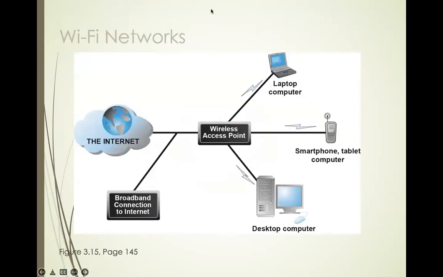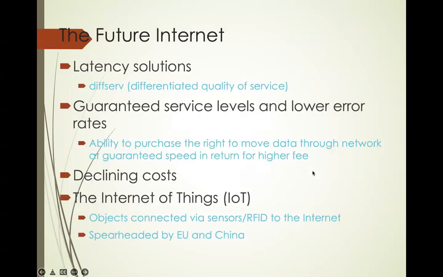These are examples of the diagram to show the Wi-Fi network. From the internet, we have a wireless access point and we have a broadband connection to the internet. For the wireless access point, you may use different devices, including laptop computer, PC, or a smartphone or tablet computer to connect to the wireless access point.